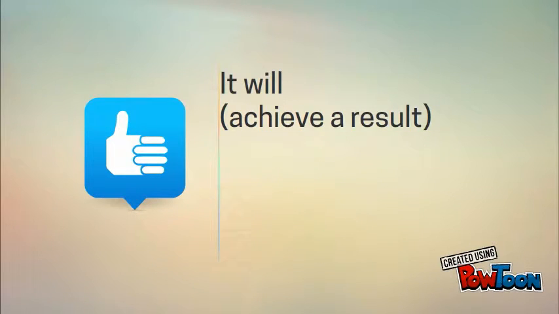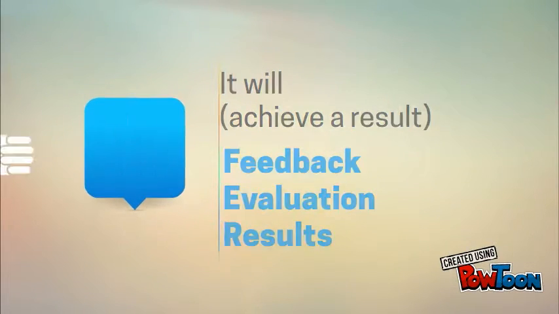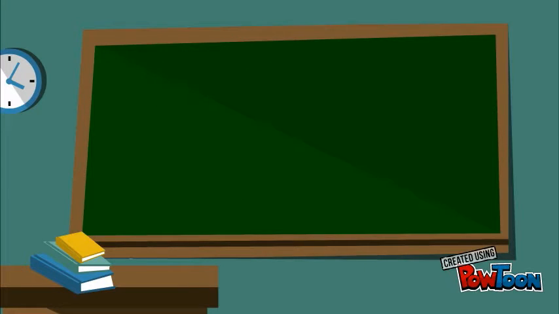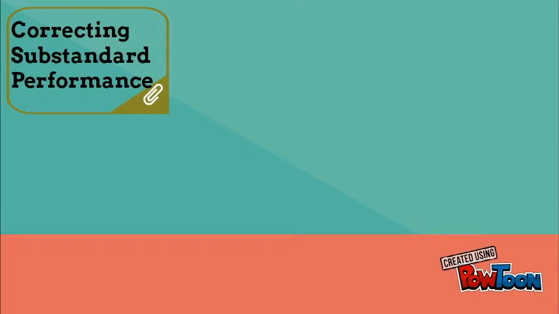Next is feedback and evaluation results. Next is rewarding exemplary behavior of the employee. Last but not the least is correcting substandard performances of the employees.